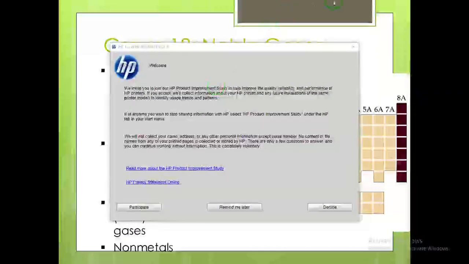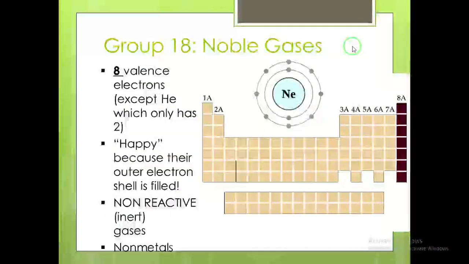Now we have our group 8 elements, called the noble gases. Now they have 8 valence electrons, except helium. Helium has 2 valence electrons. But they've all occupied, like I said earlier, their maximum capacity for the outermost shell.